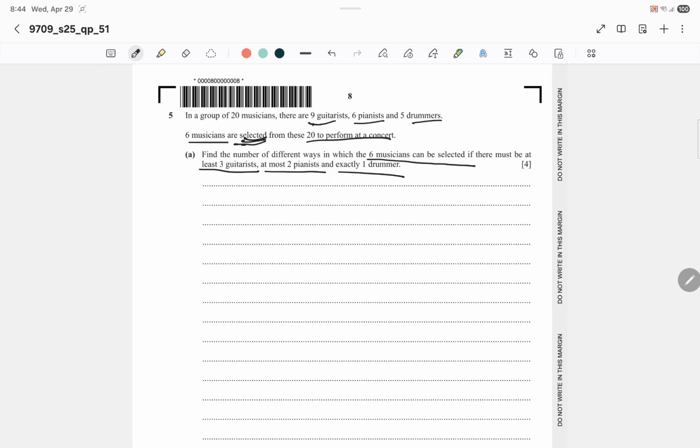So at the very least there has to be 3 guitarists. So for these types of questions, what I like to do is make rows and columns, since that's easier. Guitarists, pianists, and drummers.